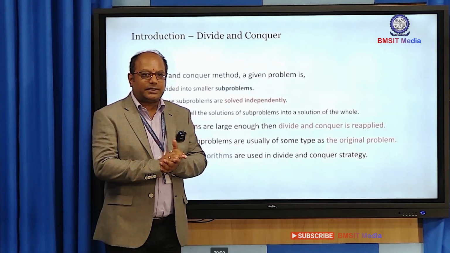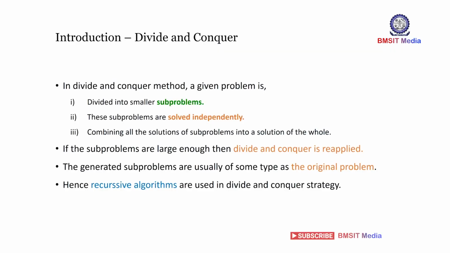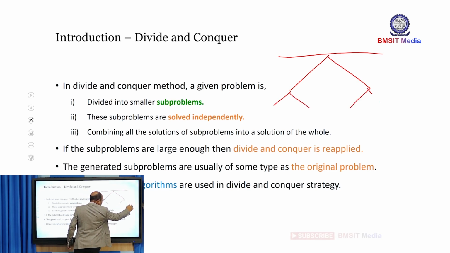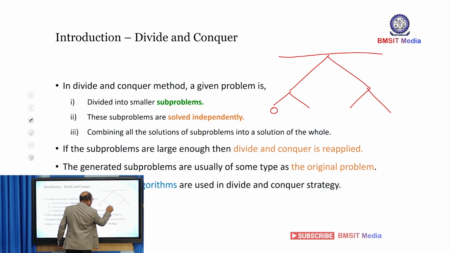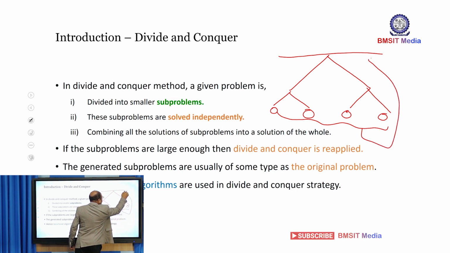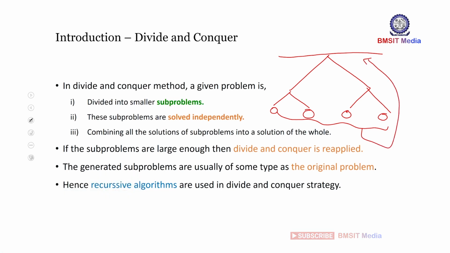Under the divide and conquer method, what we exactly do is we take a big problem, and this big problem is divided into subproblems. Again the subproblem is divided into subproblems, and again this subproblem is divided into subproblems. Once the solution is identified at each subproblem, these subproblem solutions become the solution of the original problem. This is the idea of merge sort.